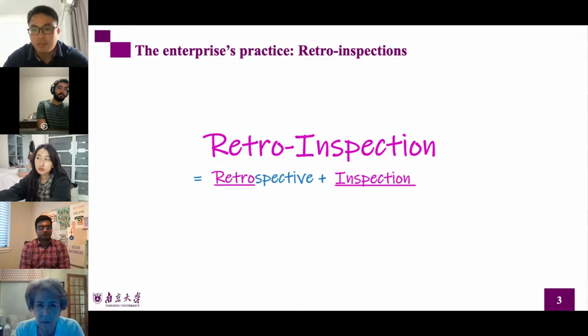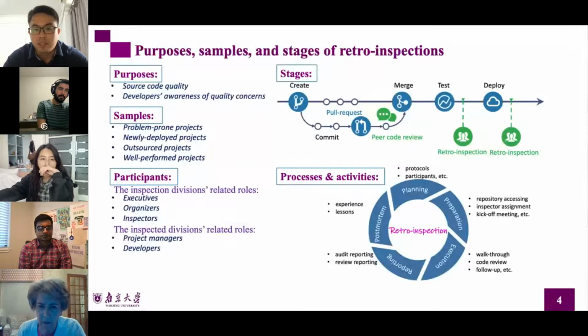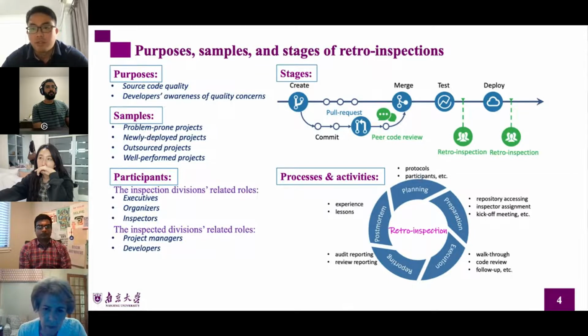Also, it shares many similarities with peer code reviews, but differs in purposes, samples, participants, stages, processes, and activities. For example, for the stages, peer code review is mandatory within divisions prior to merging code commits into the project repository, whereas retro inspection is optional and should be conducted by external divisions after testing has been completed.